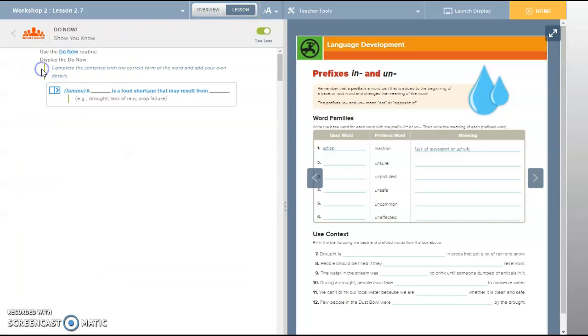Do now for today. A famine is a food shortage that may result from blank. Okay, a famine is a food shortage that may result from blank. Okay, that will be your do now.